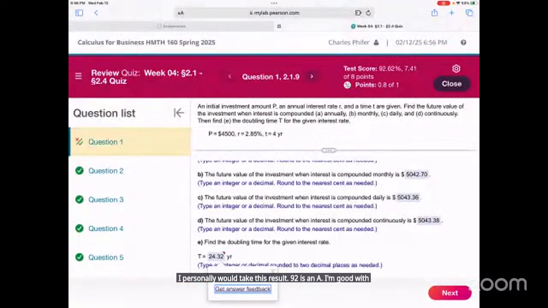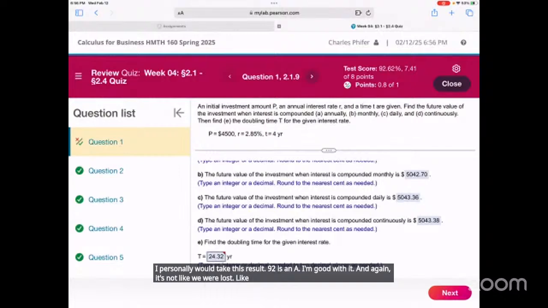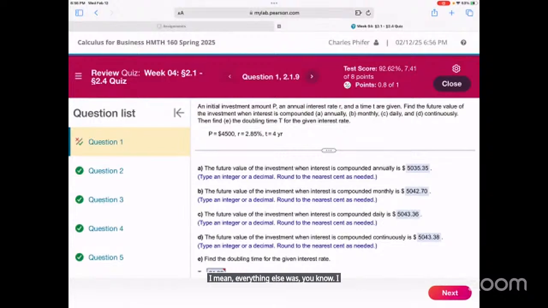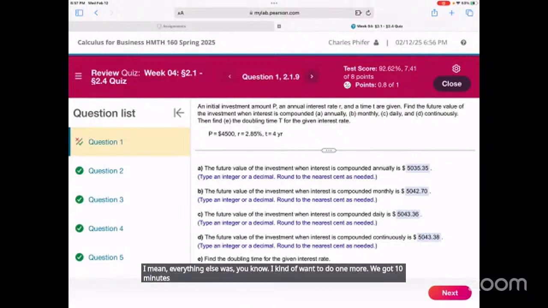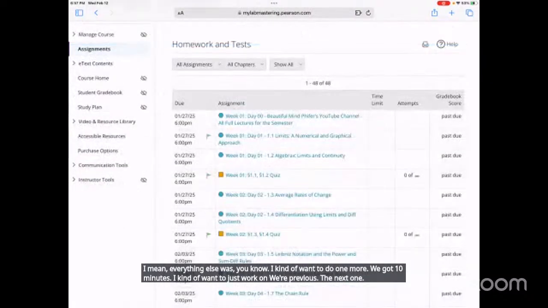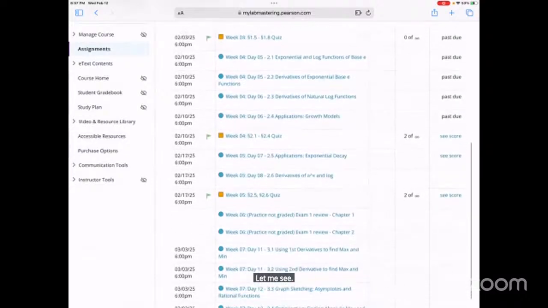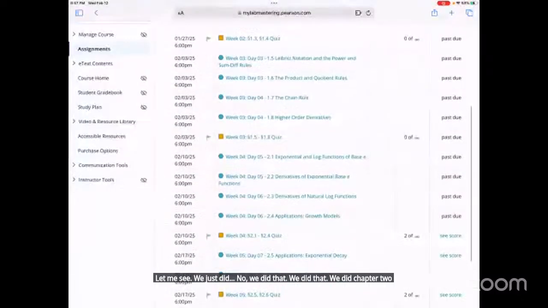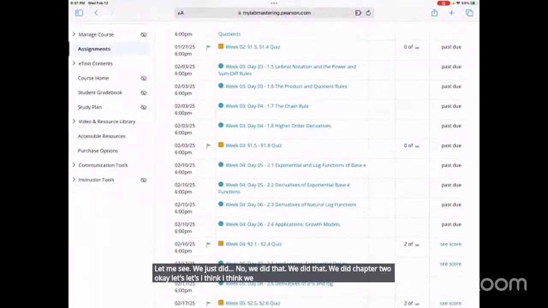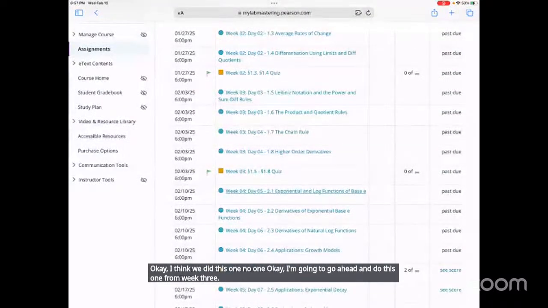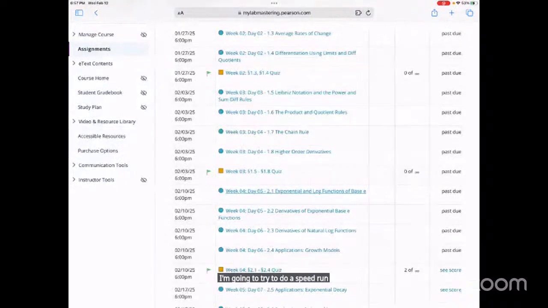And again, it's not like we were lost. It's just a keystroke thing. Everything else was fine. I kind of want to do one more. We got 10 minutes. I kind of want to just work on the next one. Let me see. So we just did, no, we did that. We did chapter 2. Okay, I think we did this one. No. Okay, I'm gonna go ahead and do this one from week 3. I'm gonna try to do a speed run. I want to finish within 10 minutes, so let's just go with it. Continue.